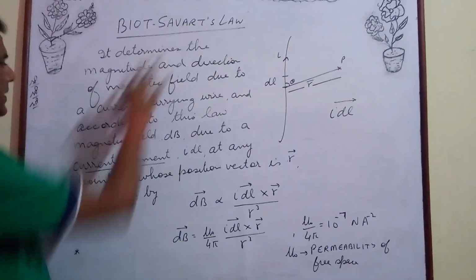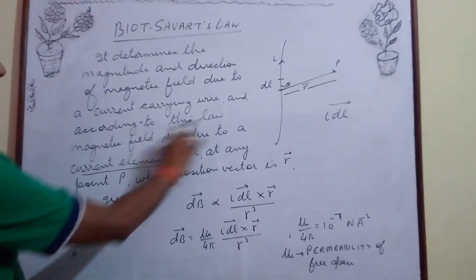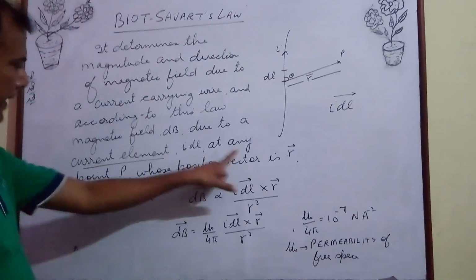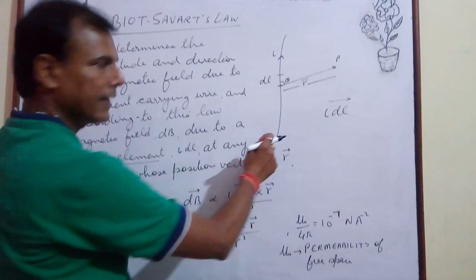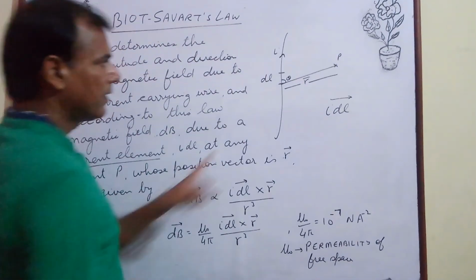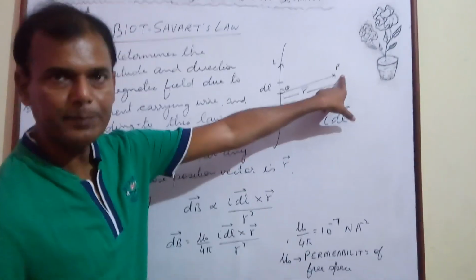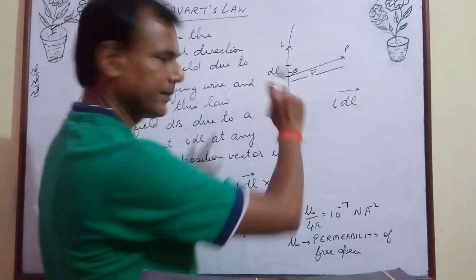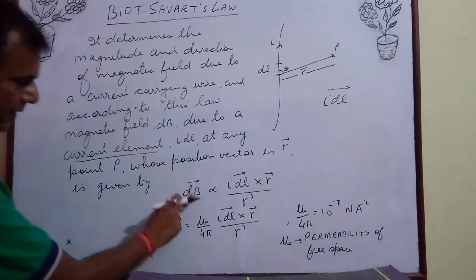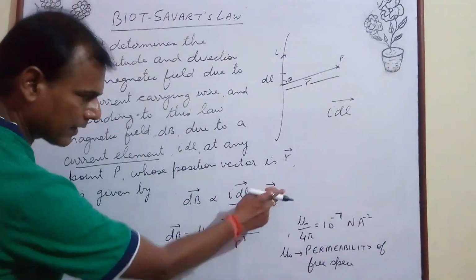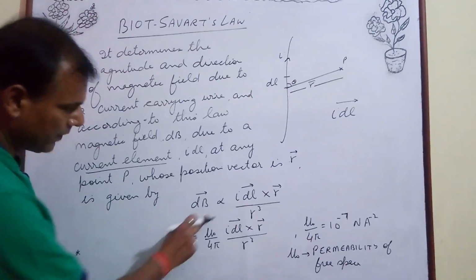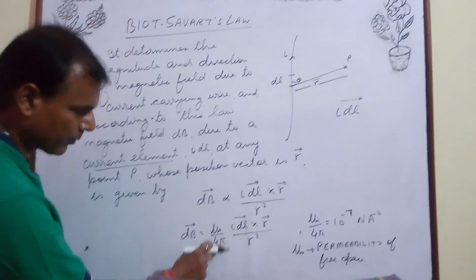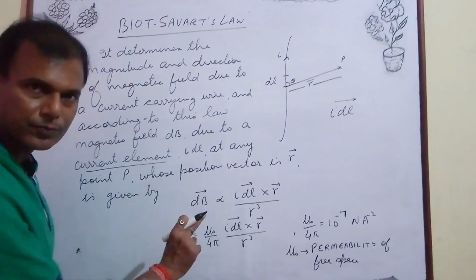Again I am repeating, the Biot-Savart law. According to the Biot-Savart law, the magnetic field dB due to a current element I dl at any point, say point P, whose position vector is r, is given by dB proportional to I dl cross r upon r cube. This is a current carrying wire, and I have taken a small length dl. We remove the proportionality sign and put a constant, mu naught upon 4 pi. So dB is equal to mu naught upon 4 pi, I dl cross r upon r cube.